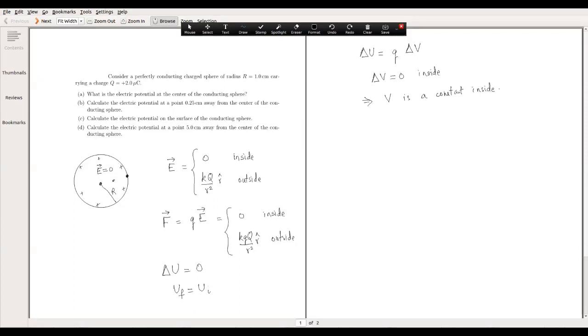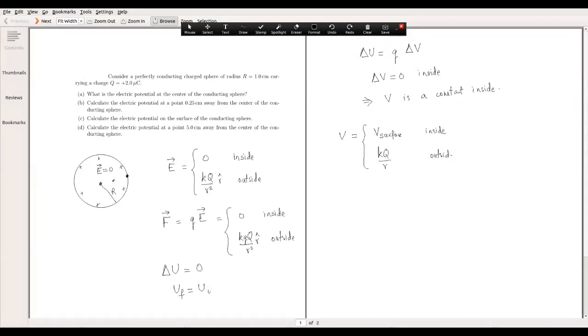So we deduce using all these arguments that the electric potential due to a sphere is equal to the electric potential on the surface of the sphere when it is inside. So it is not zero. Whatever is the electric potential on the surface, that's what will be the electric potential when it is inside. And when it is outside, it is simply kQ over r.